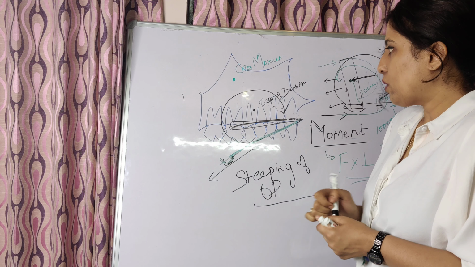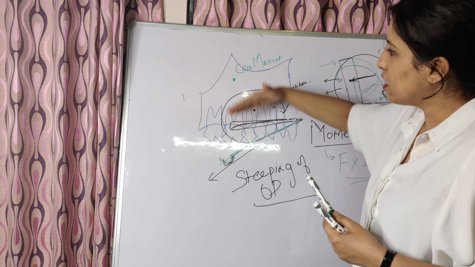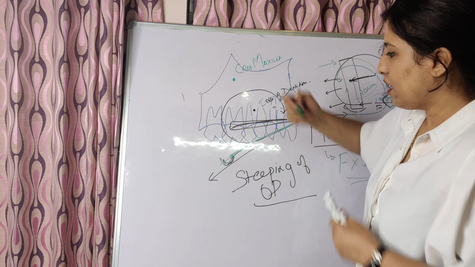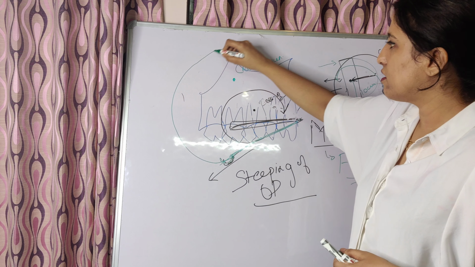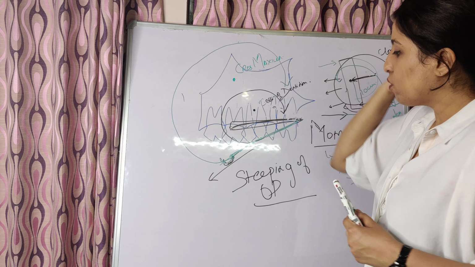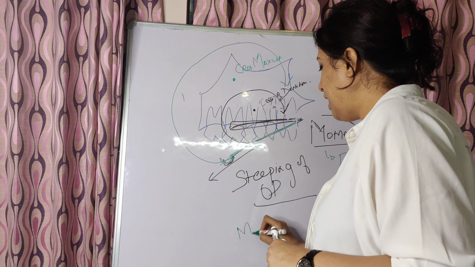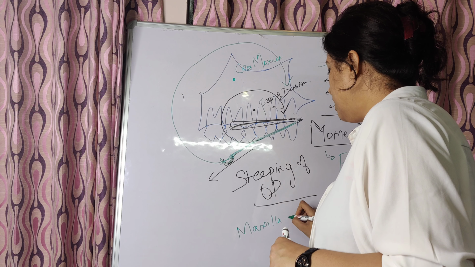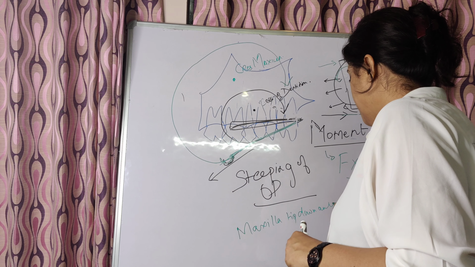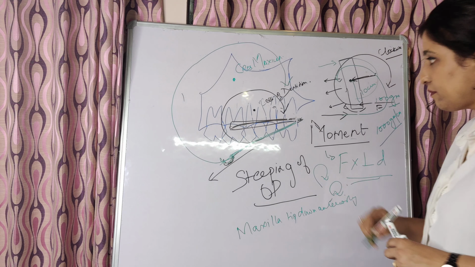So in the maxilla, this is the center of resistance. Again, this force is below the center of resistance of the maxilla. So what moment will be created? Extend the force around the center of resistance of the maxilla. Again, there is a clockwise moment. So what happens? The maxilla will tip downwards anteriorly. Right? So both the moments are clockwise.